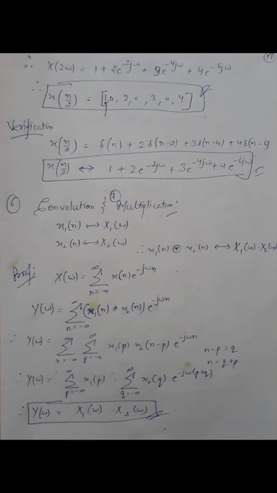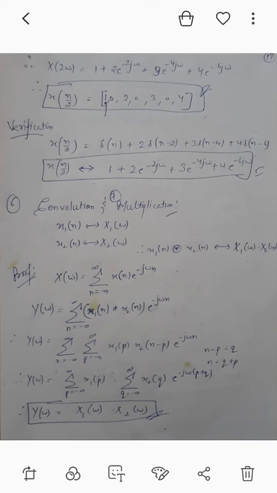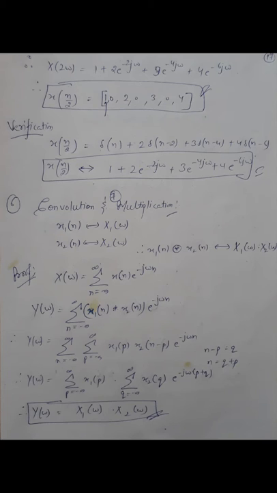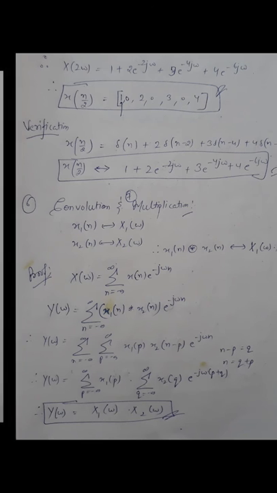I can replace this by summation of x1 of p into x2 of n minus p, where p varies from minus infinity to infinity. Just simply n minus p, suppose that equals a third variable q, so n equals q plus p. Now the summation will be over p and q, of x1 of p, x2 of q, e raised to power minus j omega p, e raised to power minus j omega q. That means X1 of omega into X2 of omega. It shows that convolution in one domain will result in multiplication in the second domain.